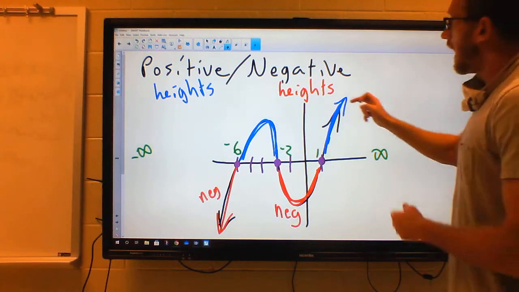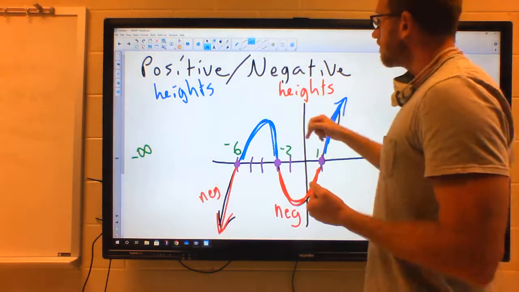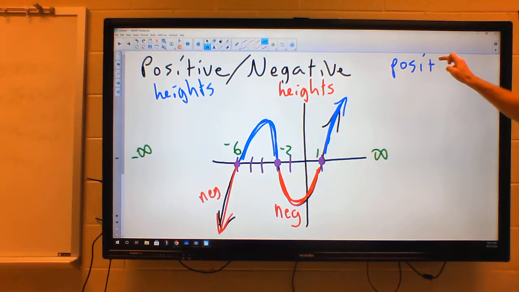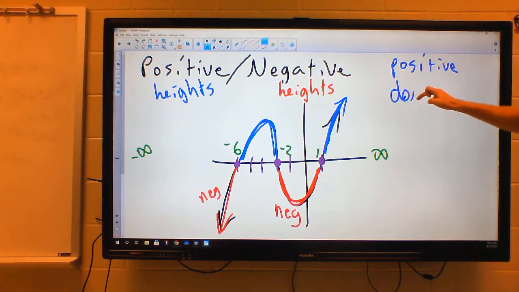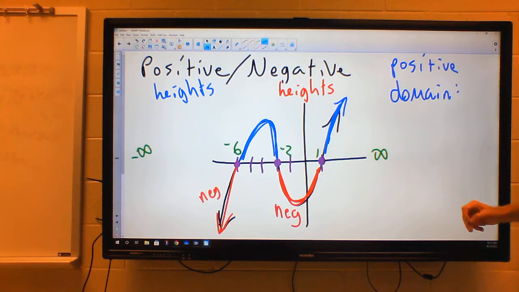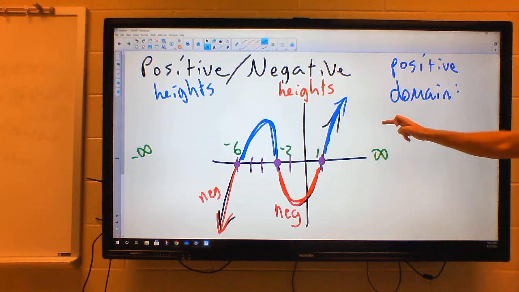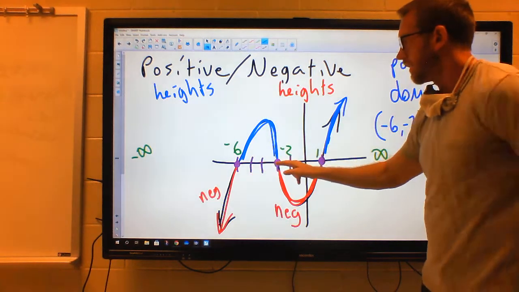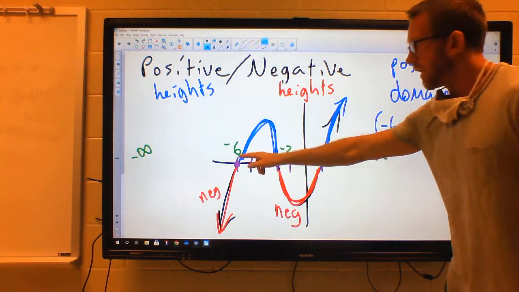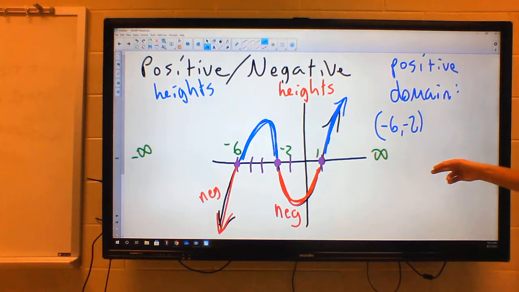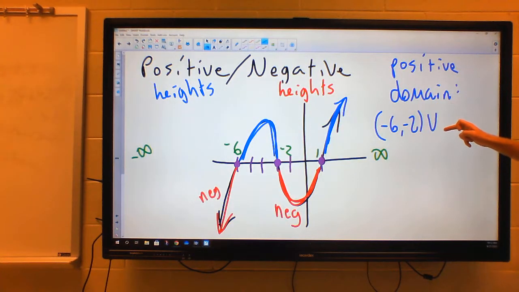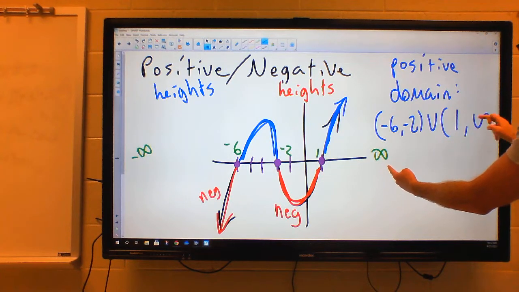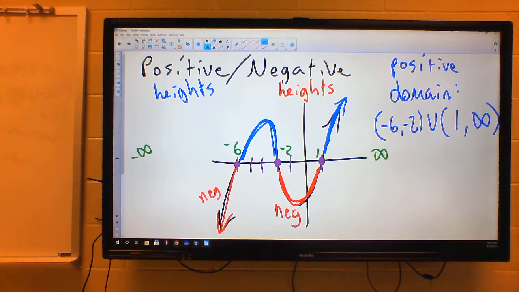Okay? Our positive domain, I'm going to use blue now, positive domain, goes from -6 to -2, right? That's this 0 to this 0. Basically anything between these two zeros is positive, unioned with anything between this 0 and for the rest of time is also positive. Okay?